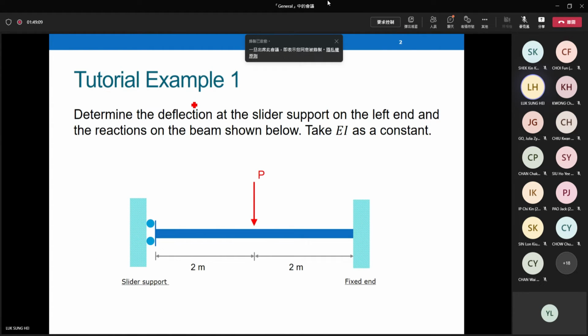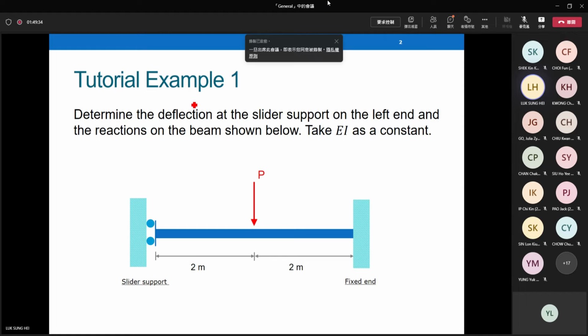Tutorial example 1. Not classical. This one is a problem to show you one special support condition, the slider. Up to now, we normally consider three supports: roller support, pin support, and fixed end. These are the three supports we normally consider for truss structures and beam structures.